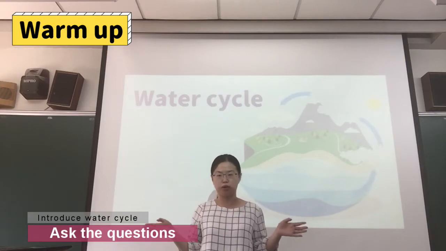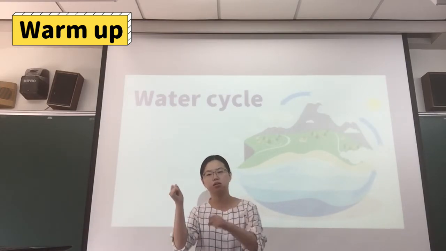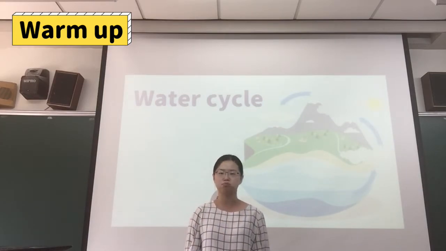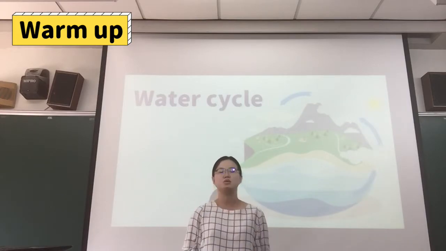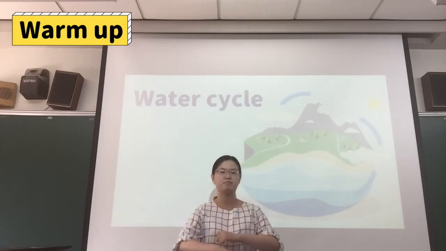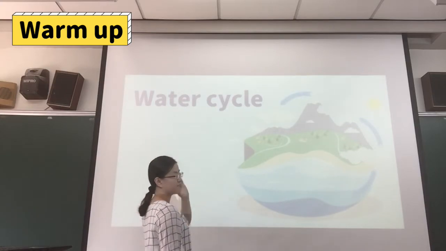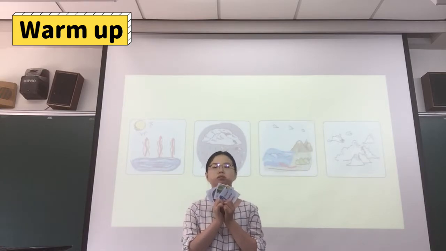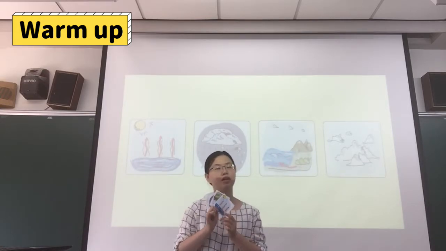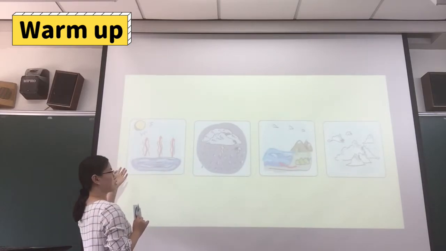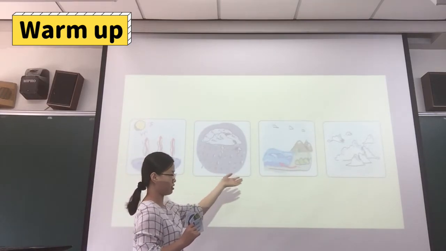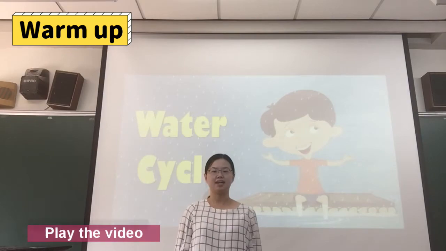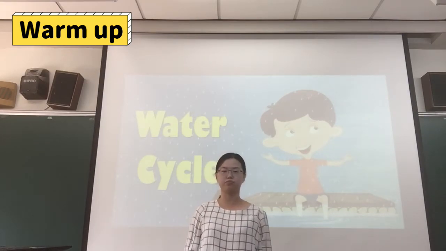We use water every day, like cleaning, washing, and drinking. When Earth runs out of water, the water runs around and around, which we call the water cycle. Later, each group will get some cards about the steps of the water cycle. You need to guess which one goes first, second, third, and fourth. Okay, let's get started. Let's see how the water cycle moves.